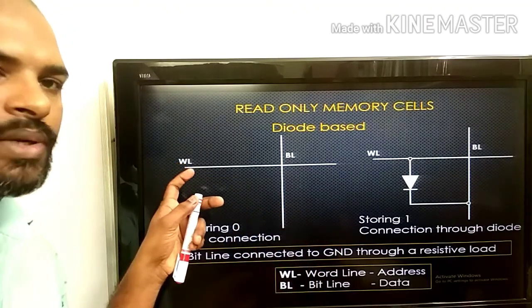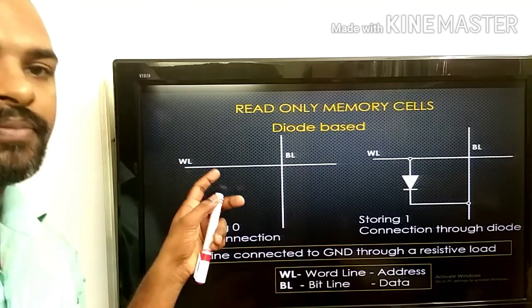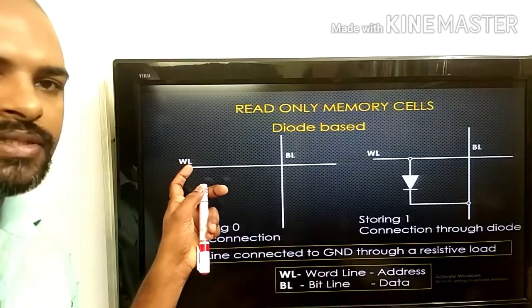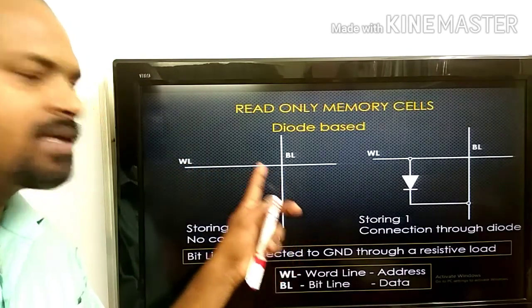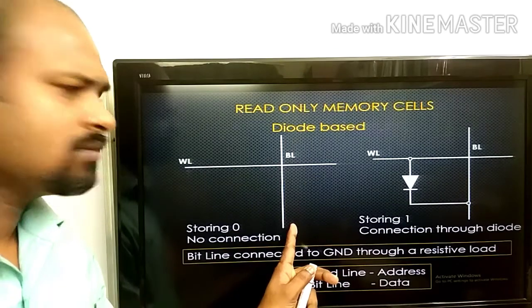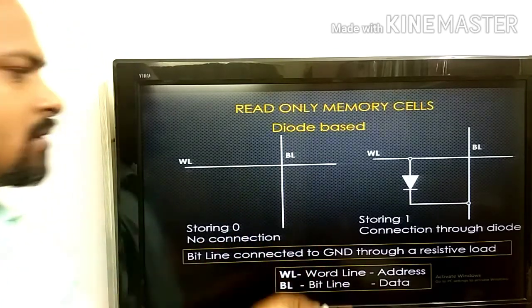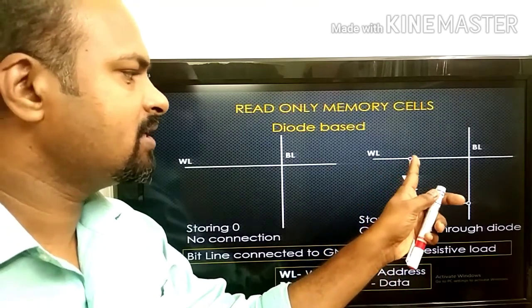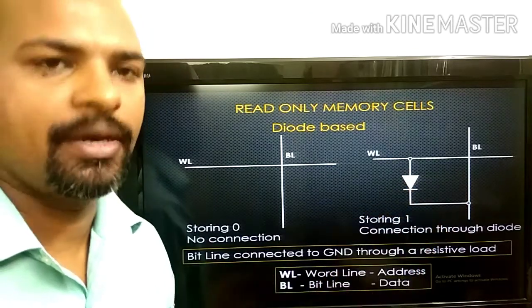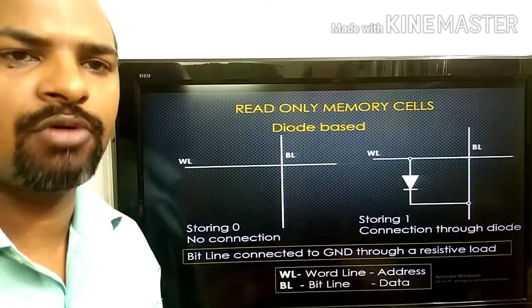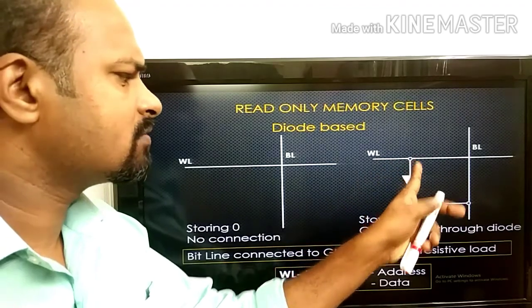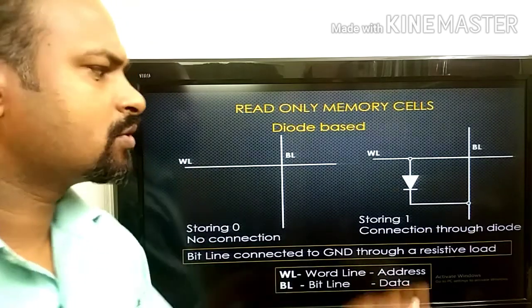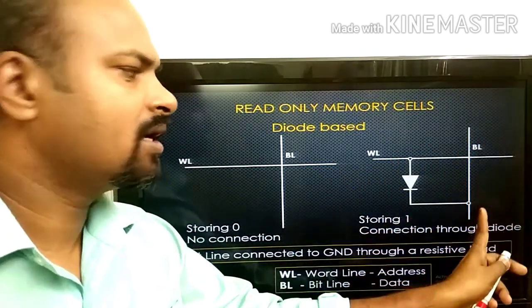So whenever this WL is enabled for reading the data stored inside this memory, and there is no connection between WL and BL, this BL will be in the low state, the 0 state. And for storing a logic 1, there is a connection between WL and BL through a diode. So whenever this WL is enabled for reading, the voltage will turn on this diode and it will give a logic 1 at BL.